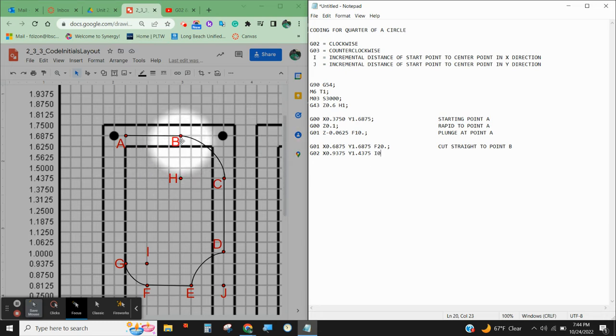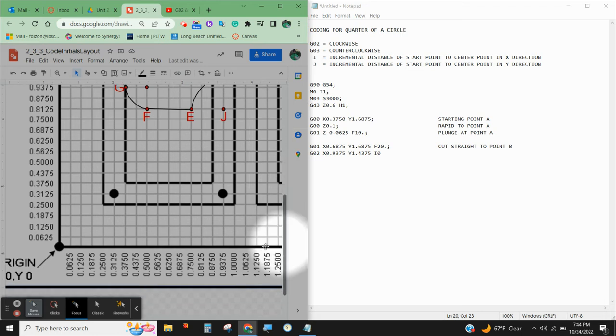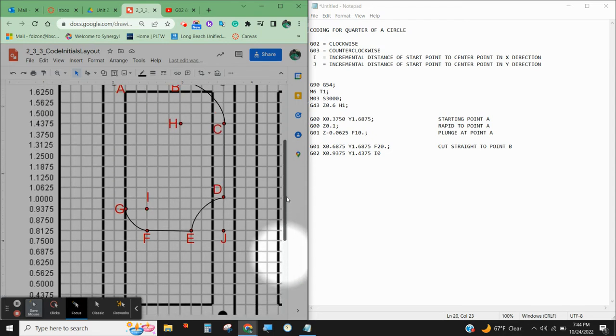Remember, X is going left to right, and B and H are on the same X. So the distance from each other is 0. So how do we get 0? If you take B and H, it's right here. 0.6875 minus 0.6875 is 0. And so that's why I is 0.